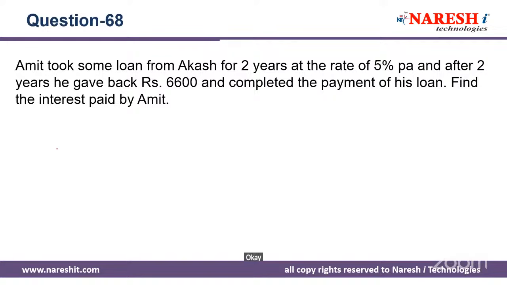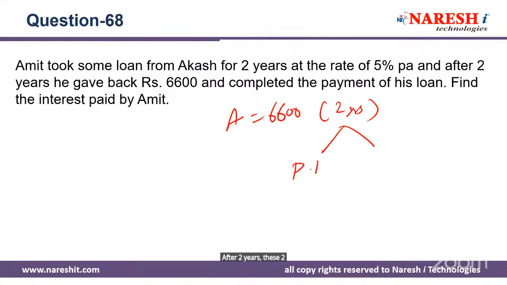Okay. Next, we have a new question from simple and compound interest. Amit took some loan from Akash for 2 years at the rate of 5%. After 2 years, he gave back 6,600. So the amount returned is 6,600 after 2 years, which includes principal plus interest for 2 years.